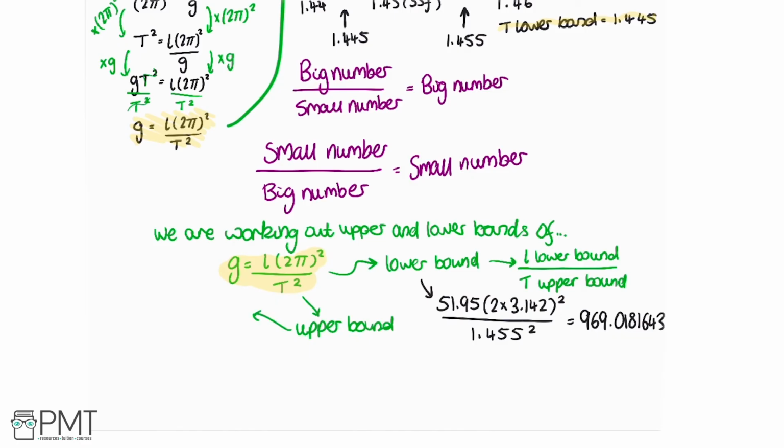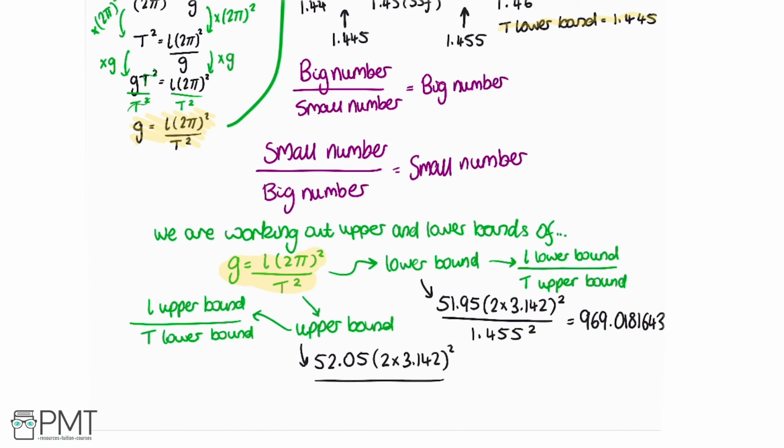Now we're going to do the upper bound. And to get the upper bound, we want the biggest number possible. So it's a big number divided by a small number. So the way we get the biggest number on top is by using the L upper bound. And the way we can get the smallest number on the bottom is by using the T lower bound. So the value L for the upper bound is 52.05. And again, that's multiplied by 2 pi. So 2 multiplied by 3.142, all squared. And we're dividing that by T squared. The value we've chosen for T is the lower bound of T. So that's 1.445 squared. We get 984.3677853. And then we're done.